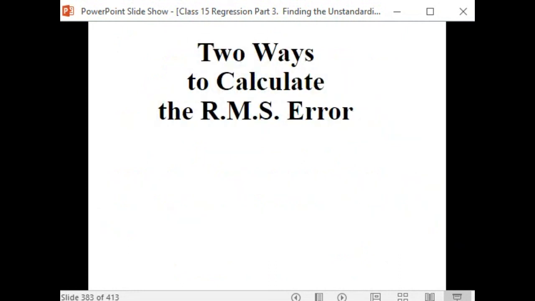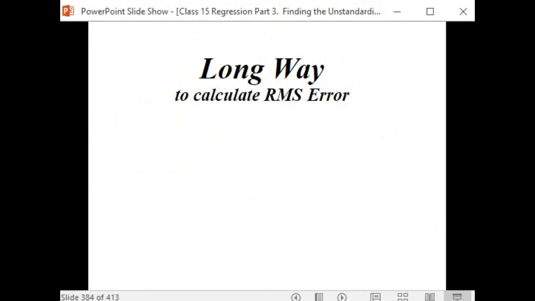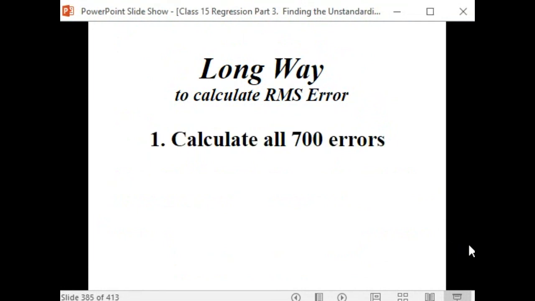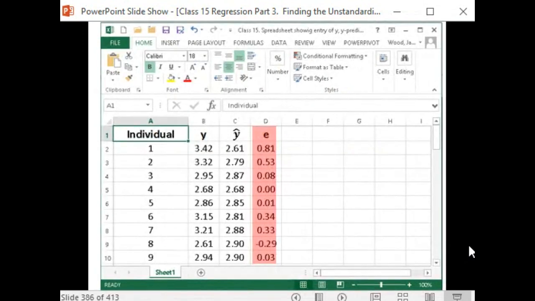Okay, now that we understand what the root mean squared error is trying to measure, let's talk about calculating it. There are two ways to calculate the root mean squared error. First, here's the long way. And I'll show you using the sample of 700 students that we've been using throughout this part of the lecture. First, you calculate all 700 errors using the procedures I showed you earlier. And the result is a list of 700 values of E that you put in a worksheet.